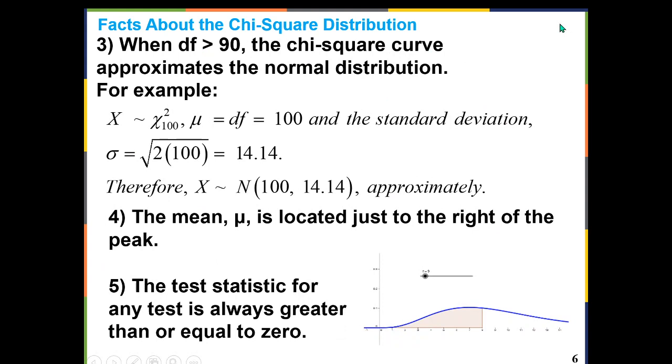All right, and I just explained this fact that if the degrees of freedom is 100 or more, then the normal distribution with this mean and this standard deviation approximately looks kind of like the chi-square distribution. All right, so the test statistic here, when we do the testing, the test stat is always greater than 0. So it's going to be over here, right? Test stat is going to be somewhere over here. All right.